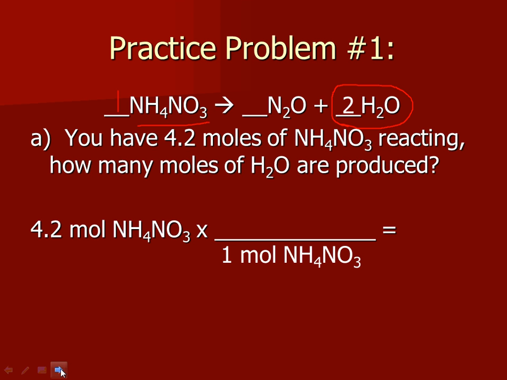So now we have 1 mole of NH4NO3, and you're going to use that mole ratio. Well, if you have 1 mole of NH4NO3, it makes 2 moles of water. So now your units are going to cancel out, right, your units of NH4NO3, and your unit of moles is going to cancel out, leaving you with the units of moles of H2O. So 4.2 times 2 gives you 8.4 moles of water.